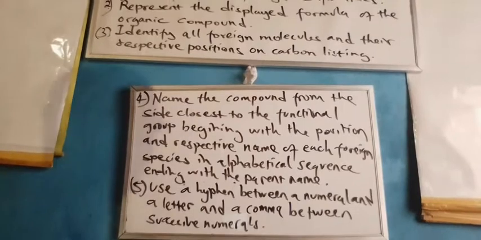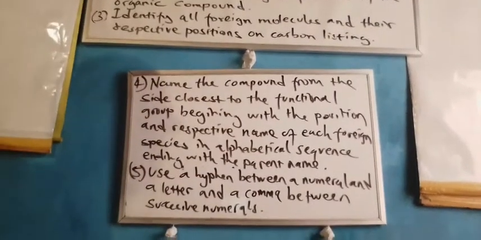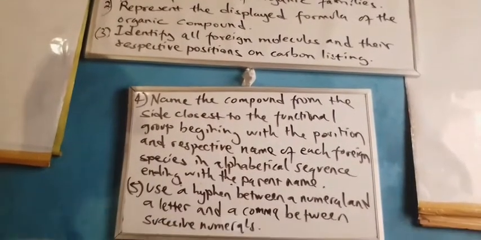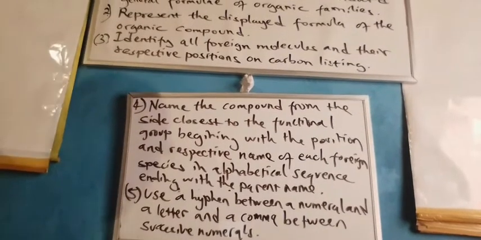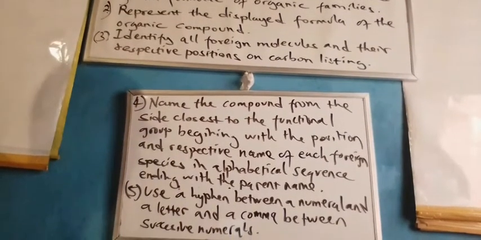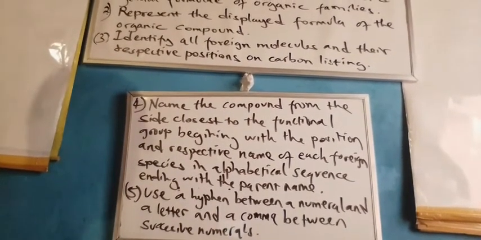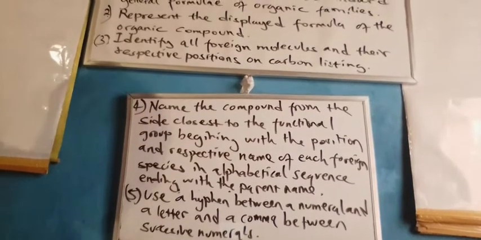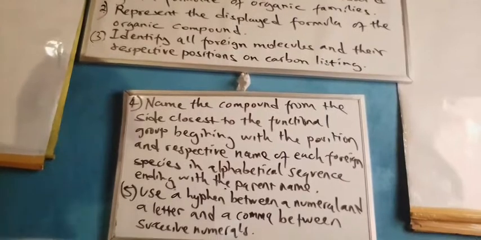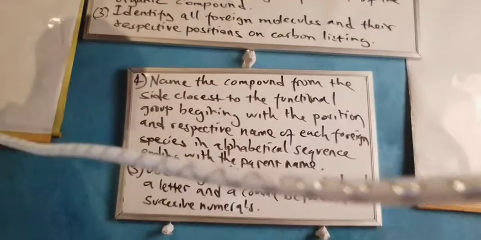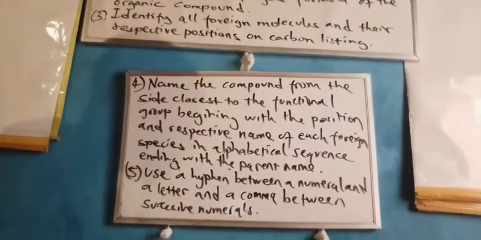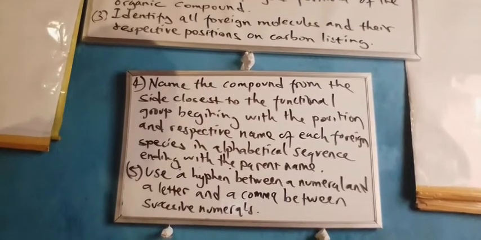Number 4, you name the compound from the side closest to the functional group, beginning with the position and respective name of each foreign species in alphabetical sequence and ending with the parent name. And then number 5, you use a hyphen between a numeral and a letter and a comma between successive numerals. Now, those are the steps that you require when naming organic compounds.